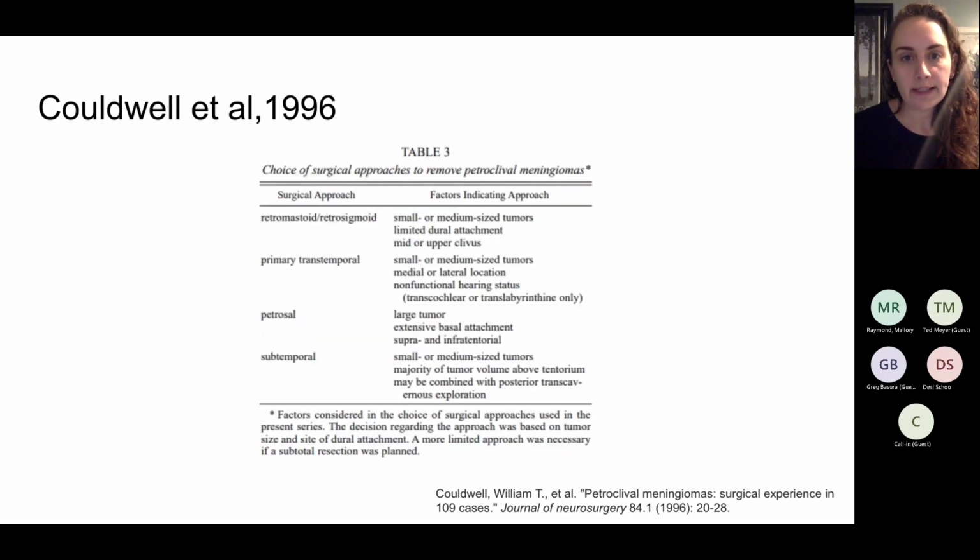So this was a more recent paper where they reviewed 109 cases. Again, the number of the tumors they selected to use the Petrosal approach for was very low, but this was the way they kind of divided up how they chose which approach to use. For the Petrosal specifically, they chose it for large tumors with extensive basal attachment, supra and infratentorial extension, and ideally on patients who already had hearing loss.